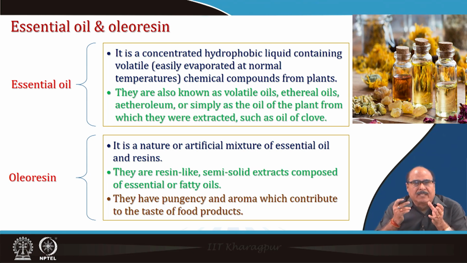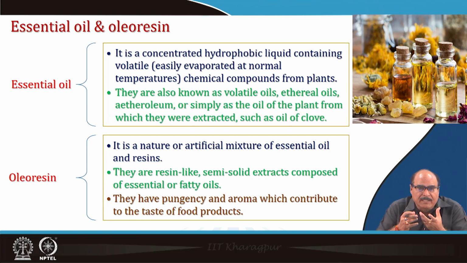So, what is essential oil? What is oleoresin? Essential oil is a concentrated hydrophobic liquid containing volatiles, which easily evaporate at normal temperature. That is, the volatile chemical compounds from the plants. They are also known as volatile oils, ethereal oils, or simply as the oil of the plants from which they were extracted, such as oil of clove, turmeric oil and so on.